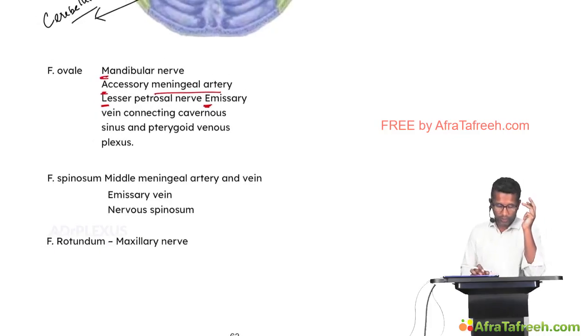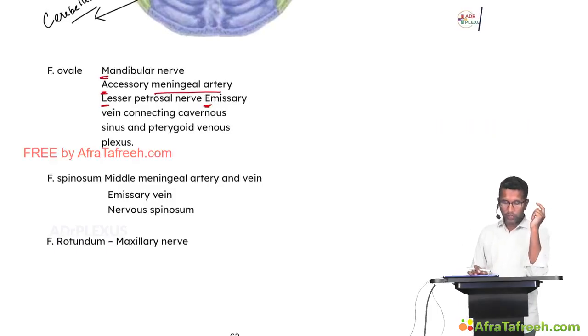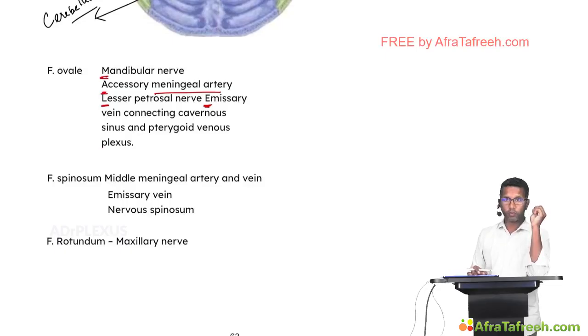So M stands for mandibular nerve, A stands for the accessory meningeal artery, L stands for the lesser petrosal nerve, and E stands for the emissary vein. So these are the four important structures that pass through the foramen ovale.